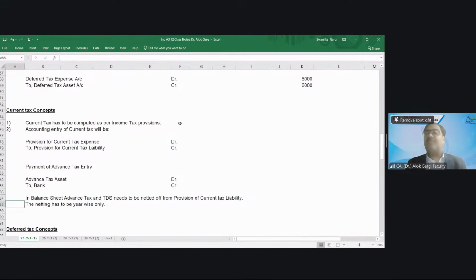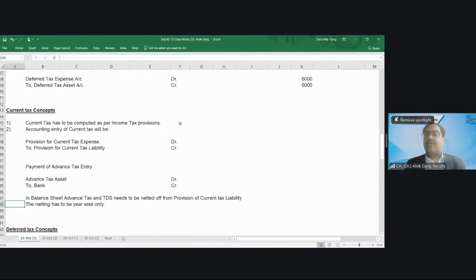In the balance sheet, advance tax and TDS need to be netted off from the provision for current tax liability. The netting has to be year wise only. For example, for the last year, your advance tax and TDS was higher than your provision for current tax. It means you have an income tax refund.